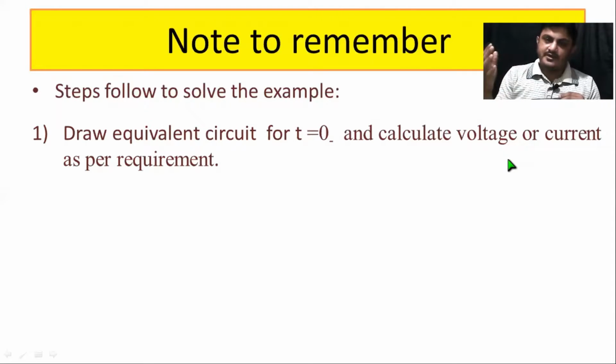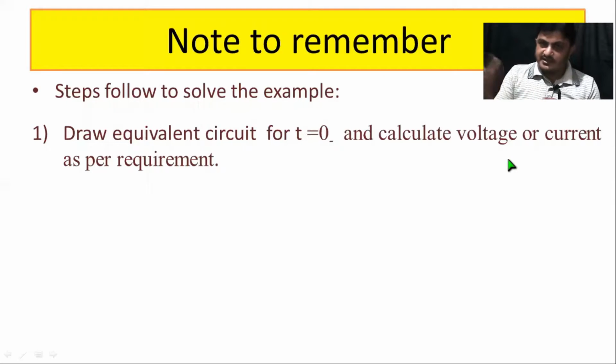Initially, let us say at t equal to 0, there will be some switching. So what we are considering is just before the switching, what could be the circuit condition? We will draw the equivalent circuit just before the switching. Just before the switching means, let us say if I am doing my switching at 9 a.m., we can consider just a few microseconds before 9 a.m. and we will draw the equivalent circuit.